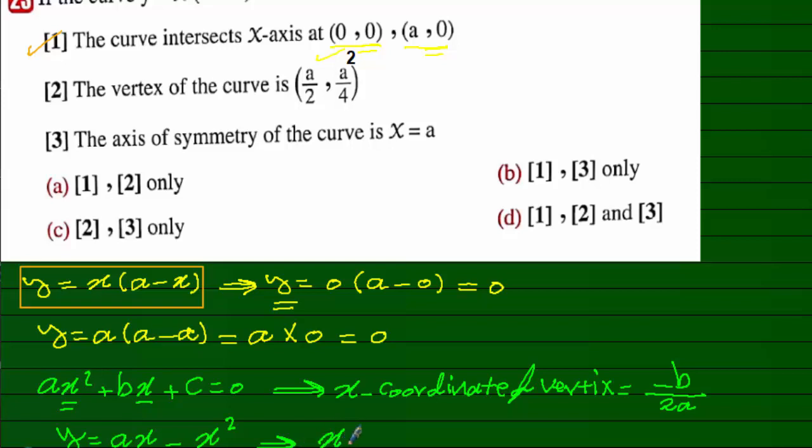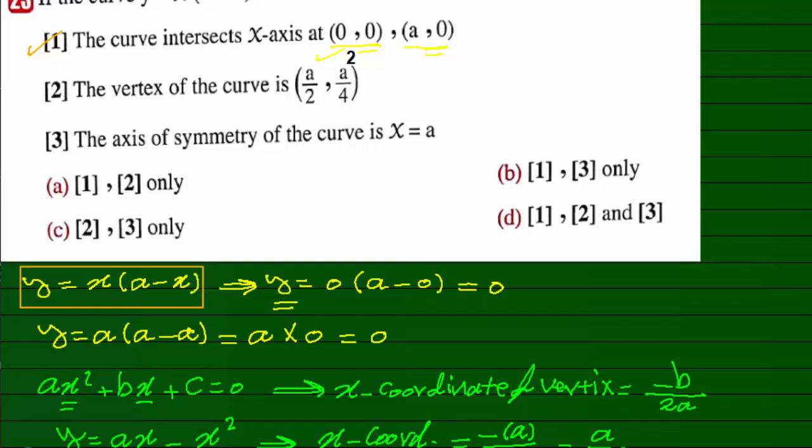So x coordinate of the vertex equals negative b, where b is the coefficient of x. The coefficient of x in this equation equals a. So we write negative a over 2 multiply a, where a is the coefficient of x squared. The coefficient of x squared equals negative 1. So we write 2 multiply negative 1 equals a over 2. So this is x coordinate of the vertex.